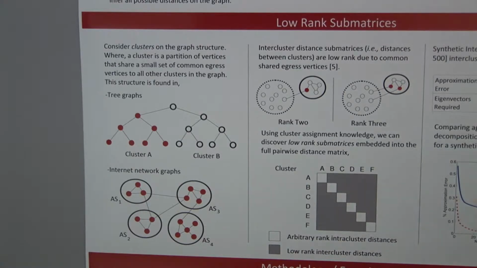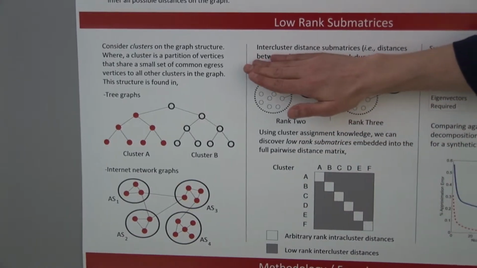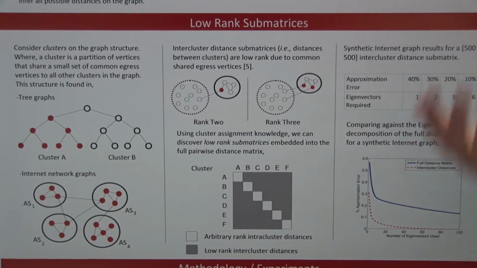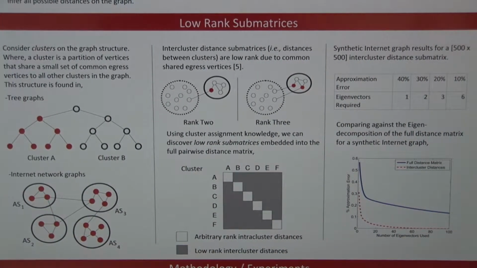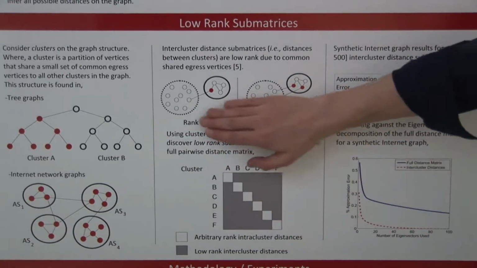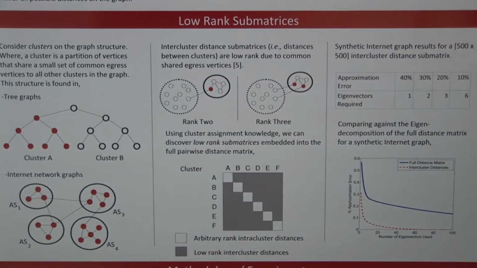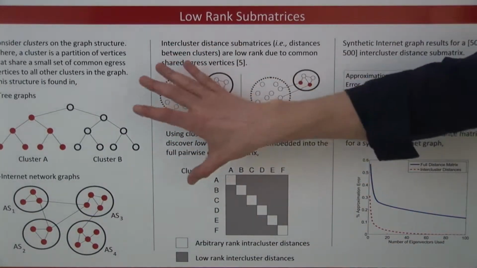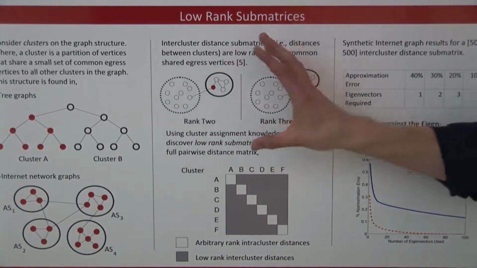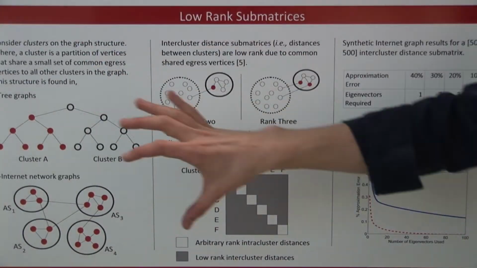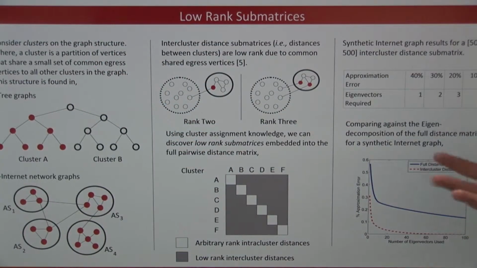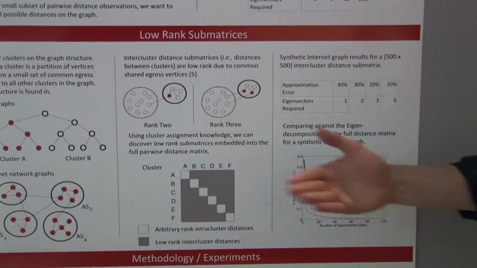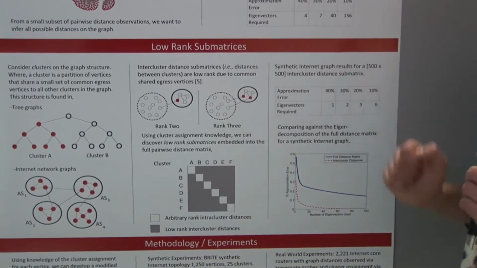The interesting thing about this component is that when you consider intercluster distances, the distances between these clusters, we find that they're low rank. This was in SIGCOMM 2008 by us. What we found is when you have a cluster that has a single egress point to the rest of the graph, these distances are of low rank. And this actually has rank 2 when you consider just the distances between this cluster and everything else in the graph. When you know the cluster assignment of each vertex, you can tease out low-rank structure.